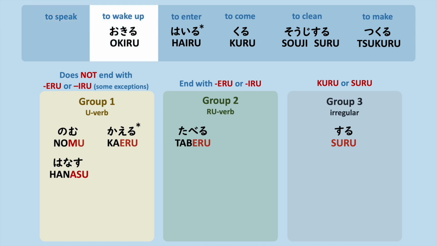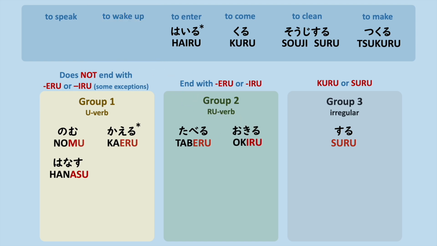How about 起きる, to wake up? This is not irregular. If you look at the ending of 起きる, it ends with いる, so it's probably る verb if it's not one of those exceptions. In this case, 起きる is not in the exception list, so 起きる is る verb, group 2.